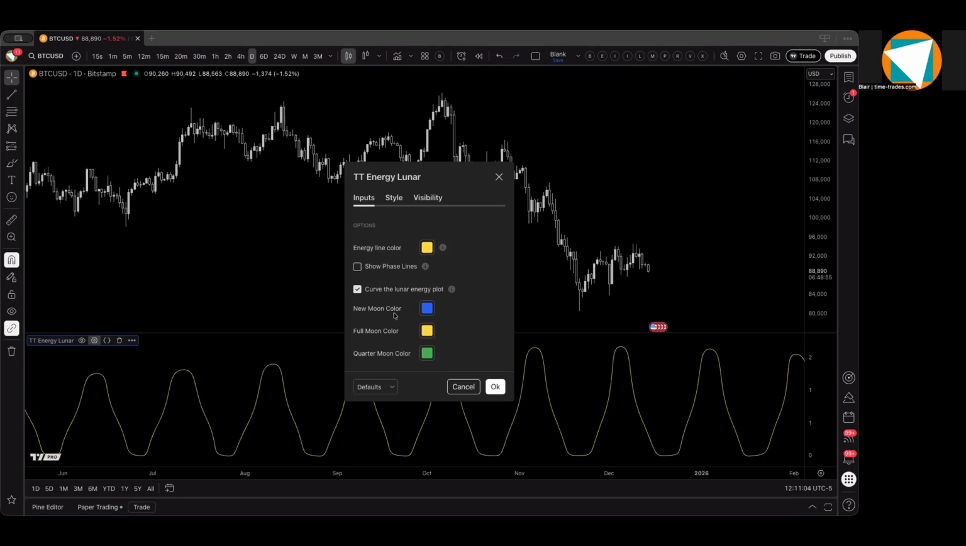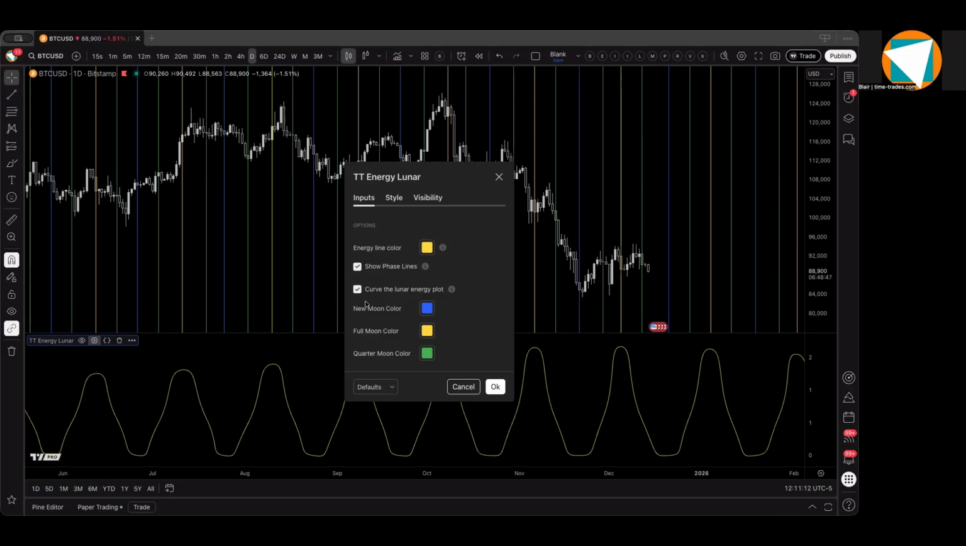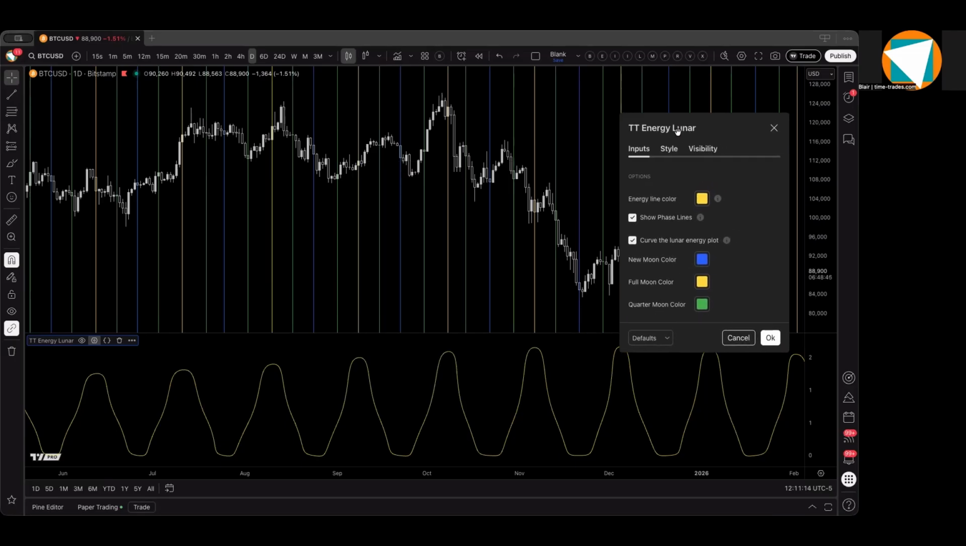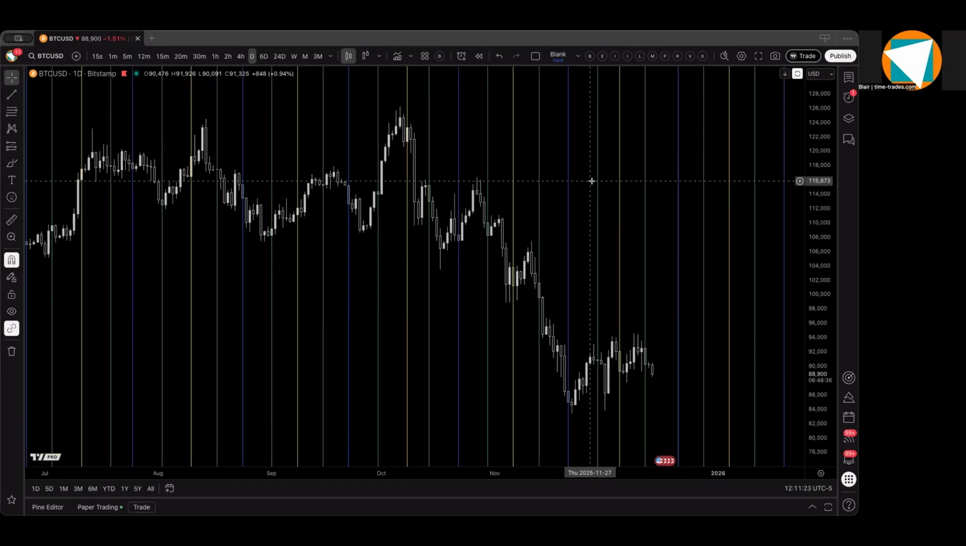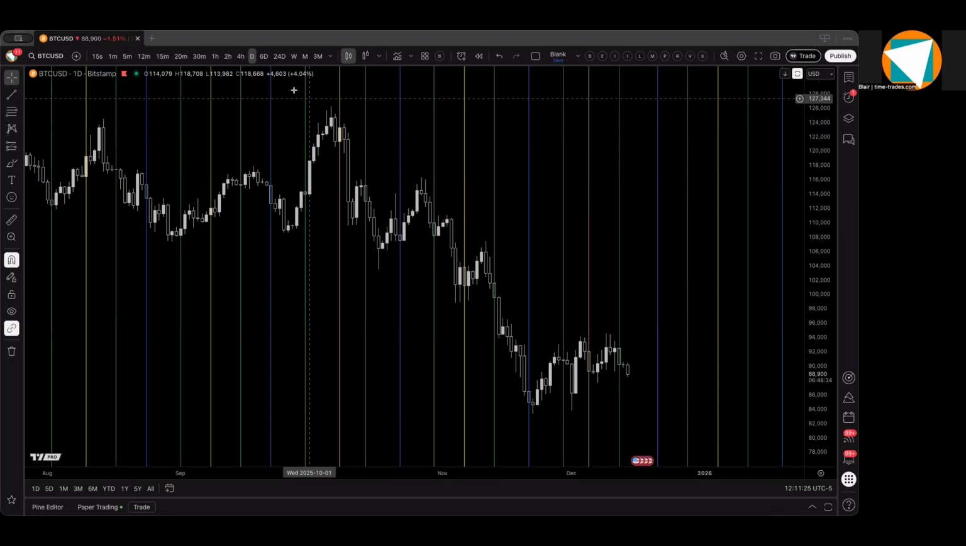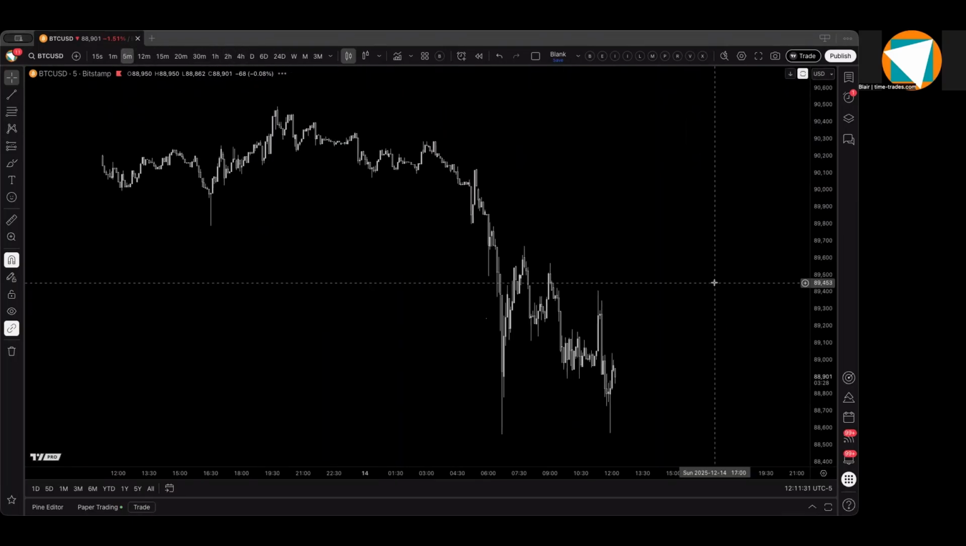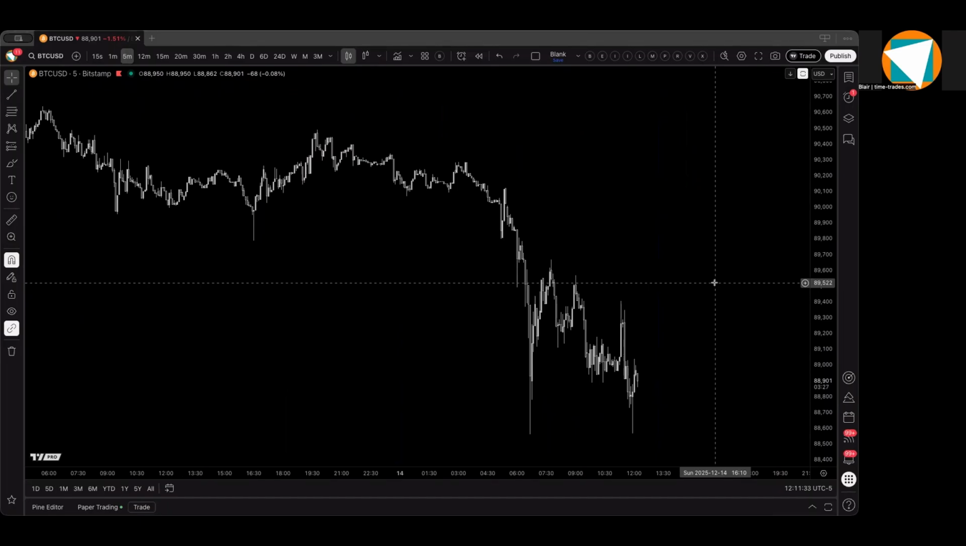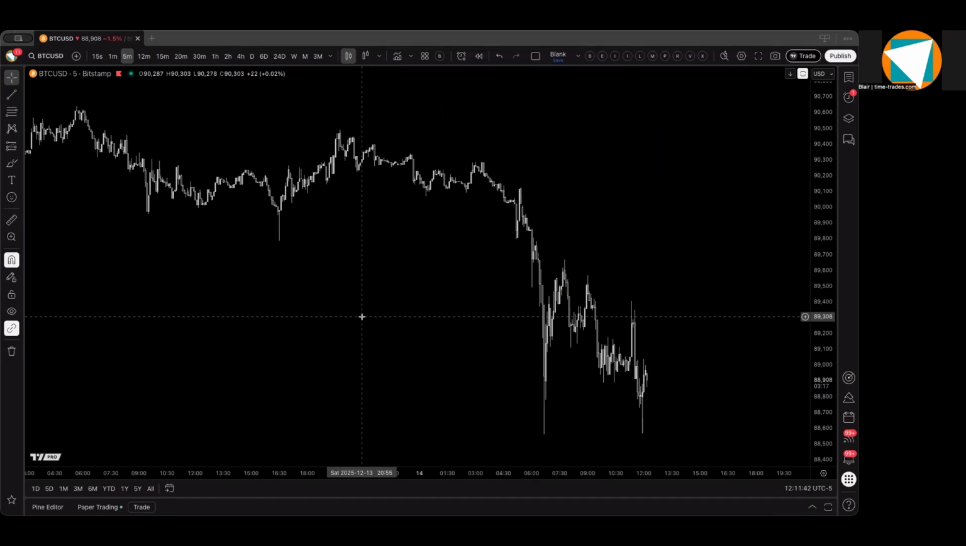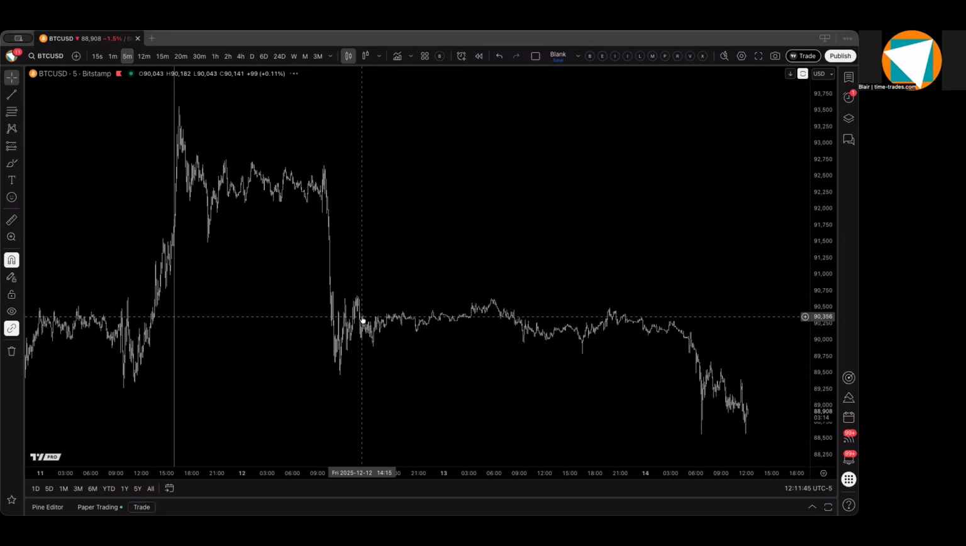Now let's take a look at the phase lines. All right. Now, one of the things that we can do with the phase lines is turn them on. What they are telling us, we've got different colors for different lunar phases. New moon is blue, full moon is yellow, and the quarter moons are green. These are accurate down to the minute. We can go down to even a 5-minute chart and see exactly when those occur. We're not guessing on when these are. These are very accurate. Let me zoom out, and here we go.